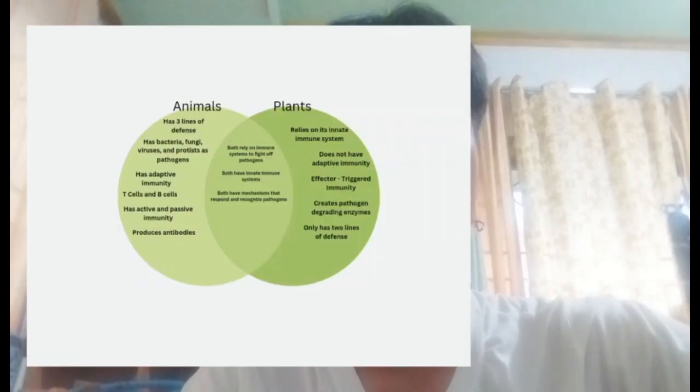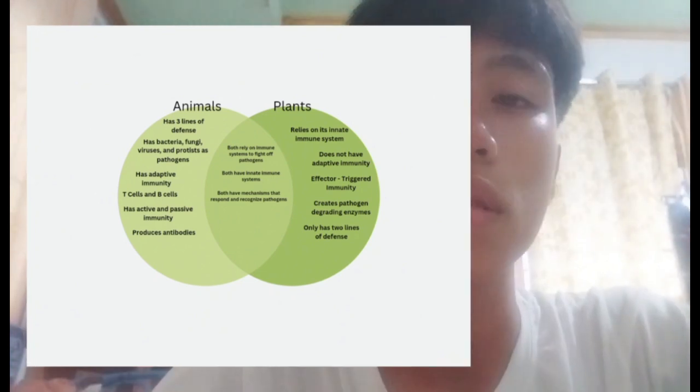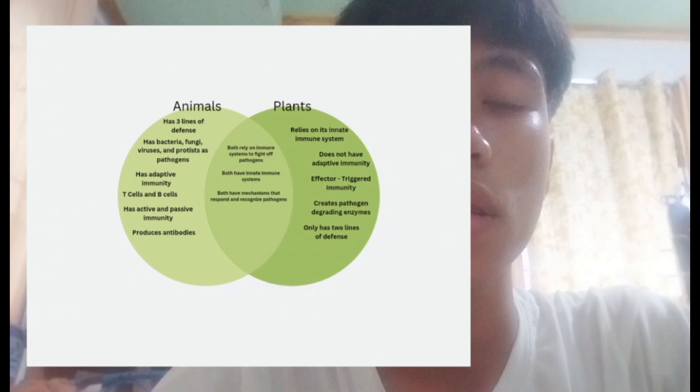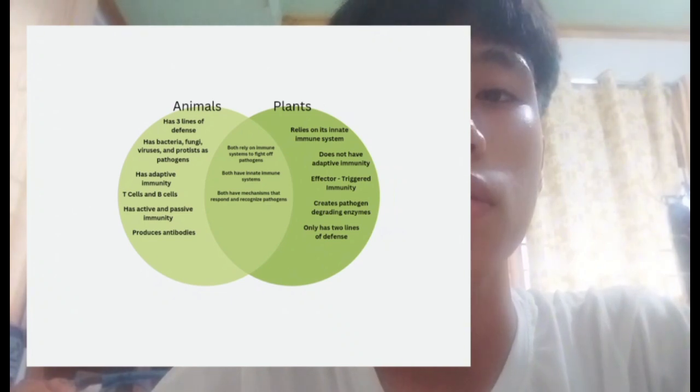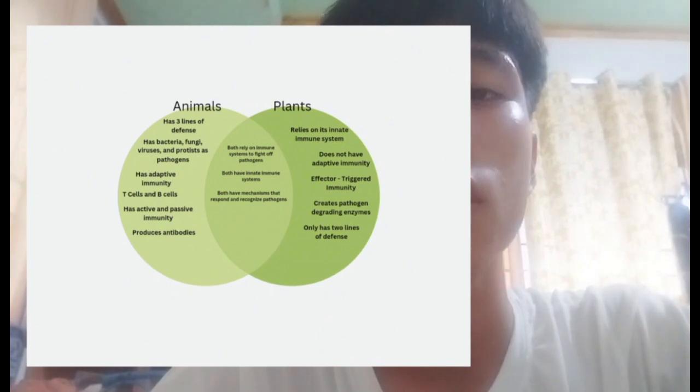Now that we are done with the lines of defense, I will be showing a Venn diagram that will summarize everything and compare the differences of the immune system of plants and animals. In this comparison, we can see the differences of both. For animals, they have three lines of defense. They fight off bacteria, fungi, viruses, and protists. They have adaptive immunity. They have T cells and B cells. They have both active and passive immunity, and they produce antibodies.